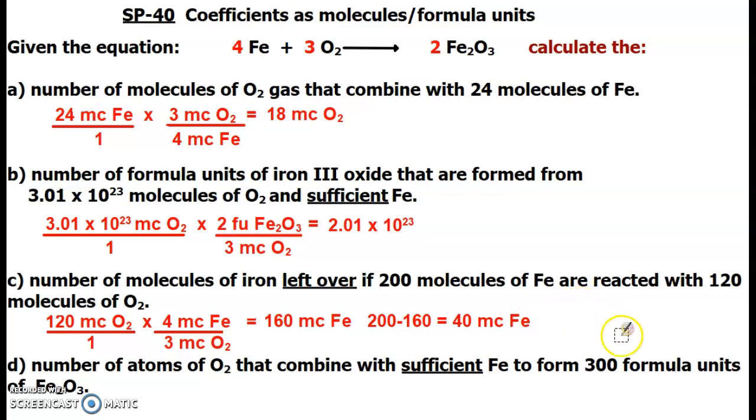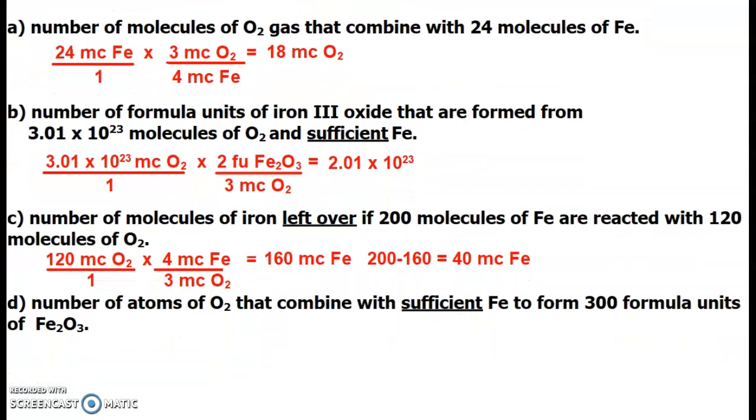All right, last problem. It says the number of atoms of O2 that combine with sufficient iron to form 300 formula units of Fe2O3. All right, again, it says sufficient in there, and you don't have to worry about that. All that means is that we have enough. We have the right amount. So we're trying to figure out how many atoms, and this is a little bit different question because that O2 is actually a molecule. It's a molecule that contains 2 atoms. So this one has one little tiny extra step at the end, but not a big deal.